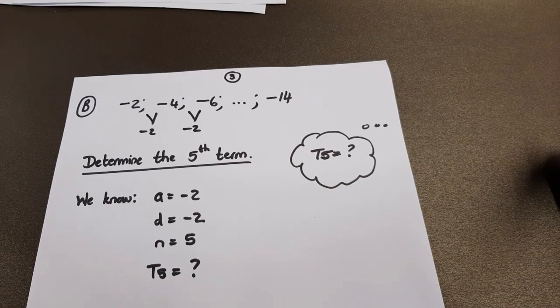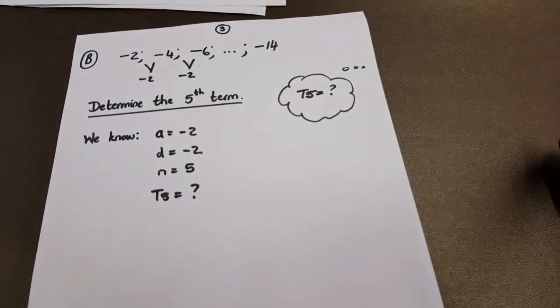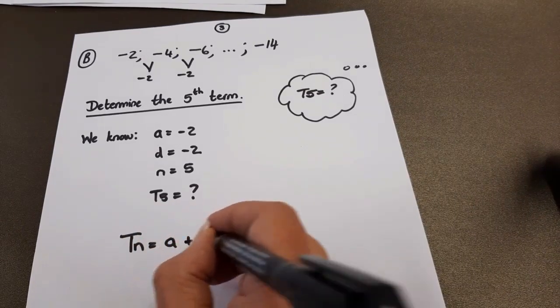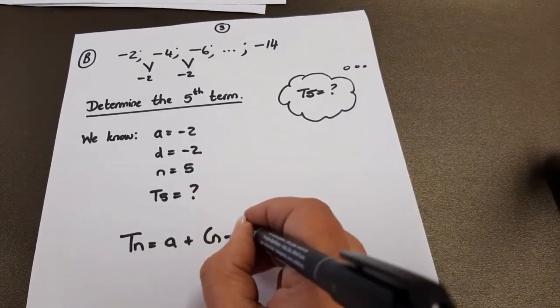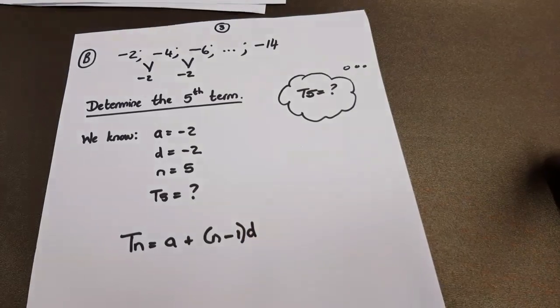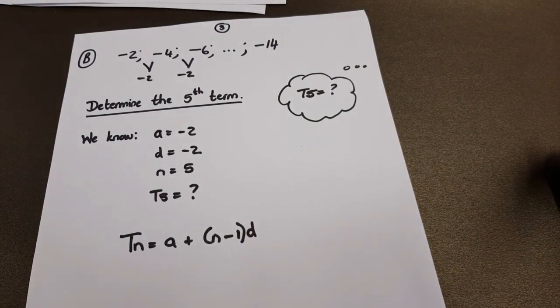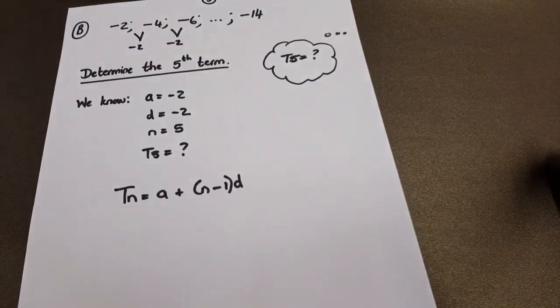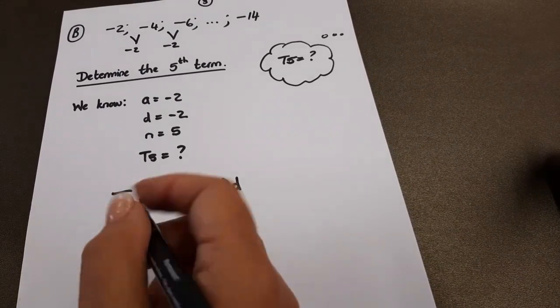Again, we're going to use our general term formula. Why can we use this formula? Because we know it's an arithmetic sequence. How do we know that? We have a constant difference each time. Now we just substitute all the values.